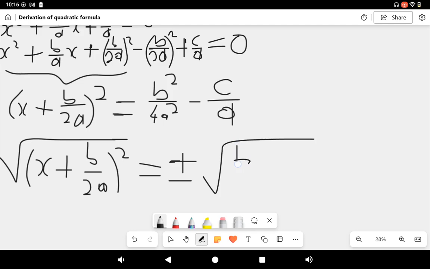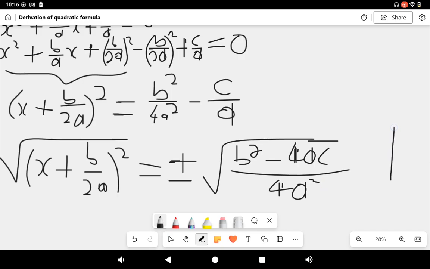It's b squared minus 4ac. Someone might ask, where does this 4ac come from? I'm just gonna explain quickly. Some might get it and some might not, but it's fine. All divided by the common denominator, which is 4a squared.